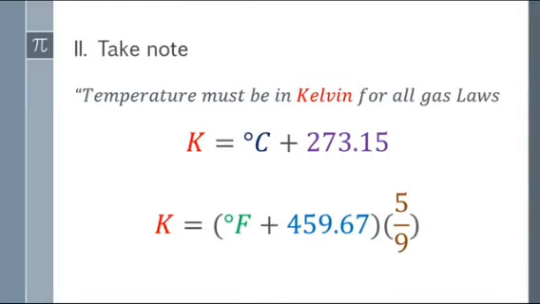Okay, next one. Take note, ang temperature must be in Kelvin for all gas laws. So kung magsasolve kayo, lagi niyo siyang gawing Kelvin. Mapa-Celsius man siya or Fahrenheit, gawin mo siyang Kelvin. So kung naka-Celsius siya, mag-add ka lang ng 273.15. Kapag Fahrenheit naman, mag-add ka ng 459.67. Tapos dun mo siya i-multiply sa 5 at yung sagot, divide mo ng 9.